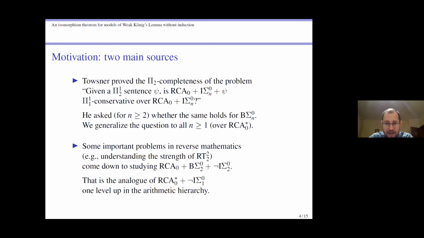So people care about that. And if you go one level down in the arithmetical hierarchy, that's going to be RC0 star plus B sigma 1, which is contained in the theory, as mentioned, plus not I sigma 1. So we're trying to understand this pretty complicated set of questions about the strength of Ramsey's theorem, which are largely about B sigma 2 and not I sigma 2, by looking at models of B sigma 1 plus not I sigma 1. So we're trying to understand collection and not induction models at a level below the one that people in reverse mathematics care about.